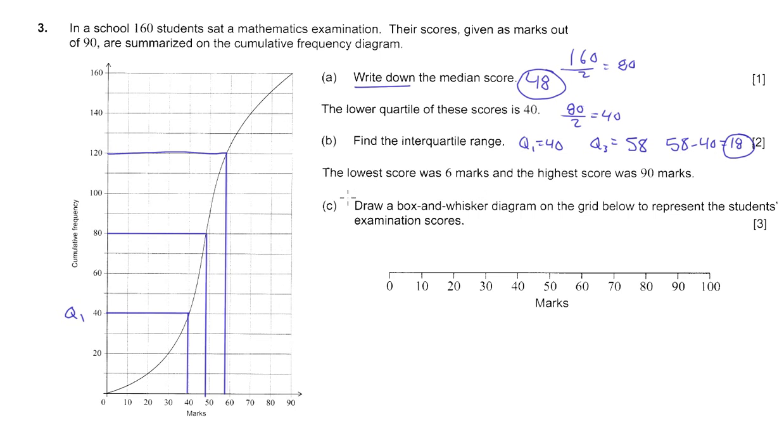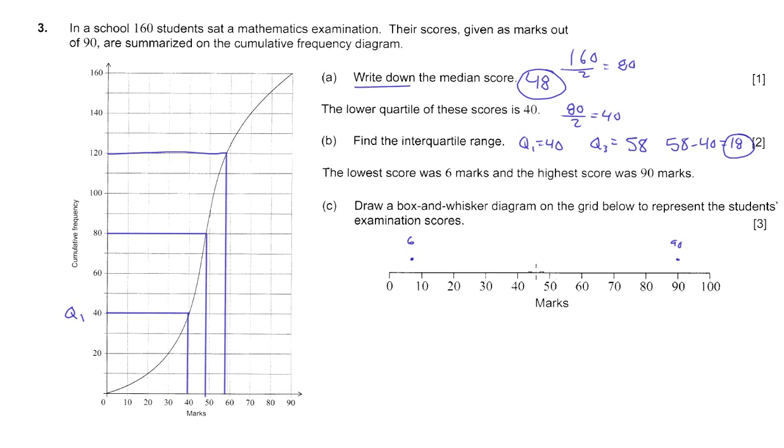Okay. Last part says the lowest score was 6 marks and the highest score was 90 marks. Draw a box and whisker diagram on the grid below to represent the student's exam scores. Okay, so 6 here is about, let's go with about there. That looks like 6. Okay, and then the highest was 90. So I'm going to put in 1 there, and that's 90.